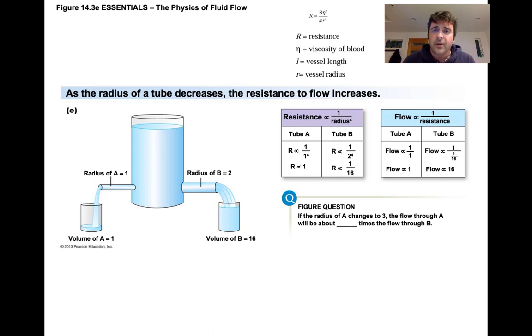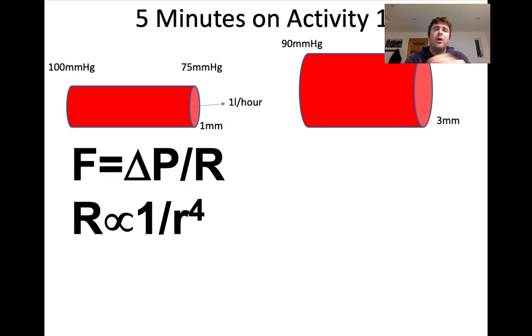So it seems complicated, but we're just talking about resistance and the diameter of a blood vessel. What I'm really trying to get at is that small changes in blood vessel diameter, whether you vasoconstrict or vasodilate, have massive effects on blood flow. So the primary mechanism by which the nervous system regulates the distribution of blood in the body is by triggering either vasoconstriction or vasodilation. It's not only the nervous system that does that, but it's incredibly important. So let's take a look at a question like this.